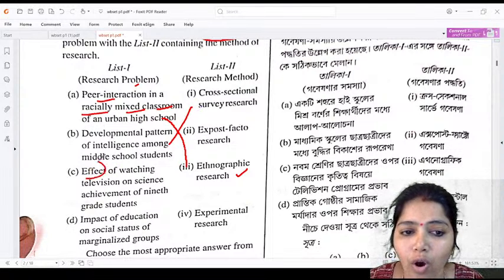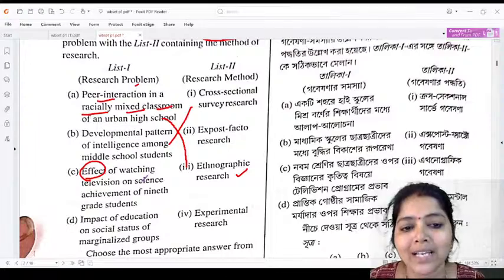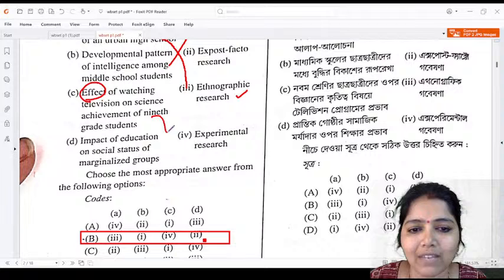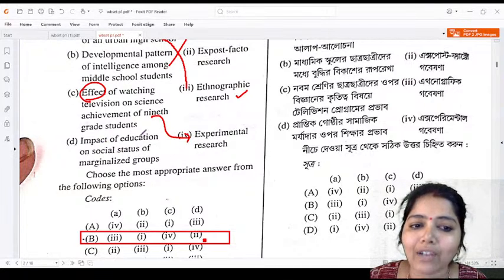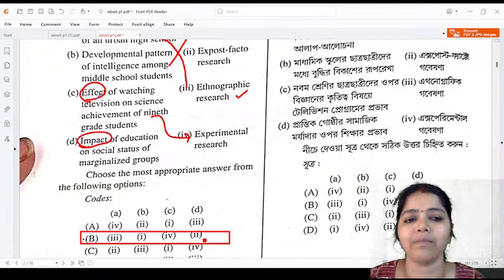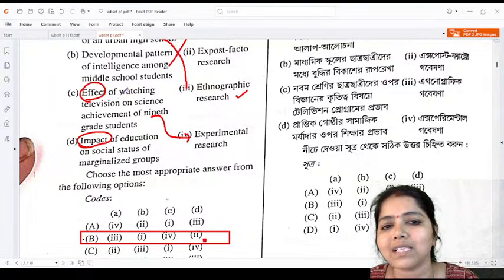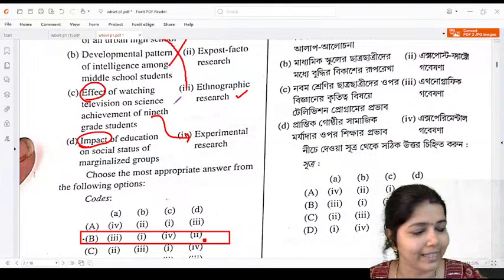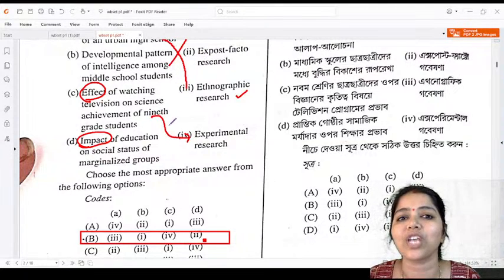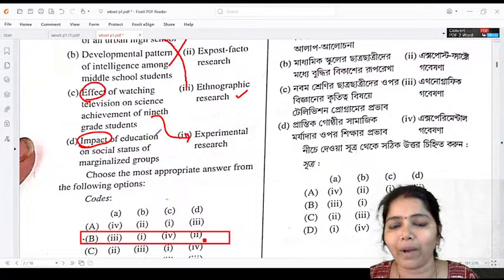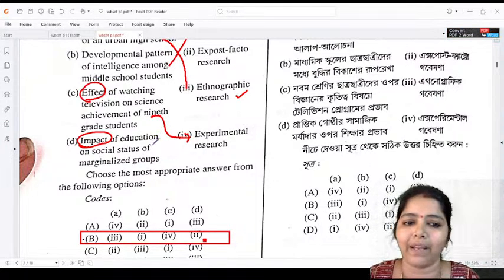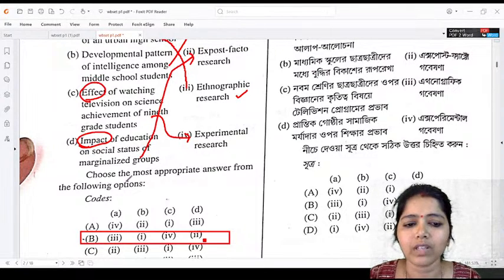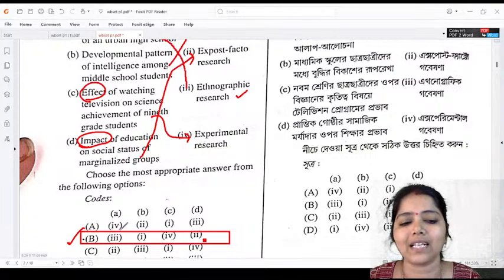Next, the effect of watching television on science achievement of 9th grade students. This can be easily given as experimental. Here you may say, ma'am, it has already been done, so why can't we seek this as an ex post facto study? But that is not the case. The exposed factor is already done before. Now I am going to study the impact. What is the impact of that happening? So D is nothing but the exposed factor. So option B is the right answer.